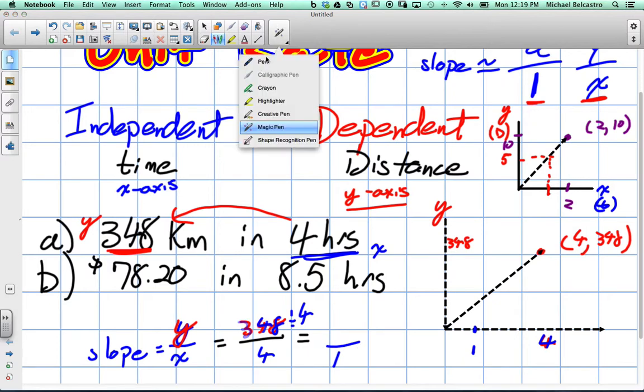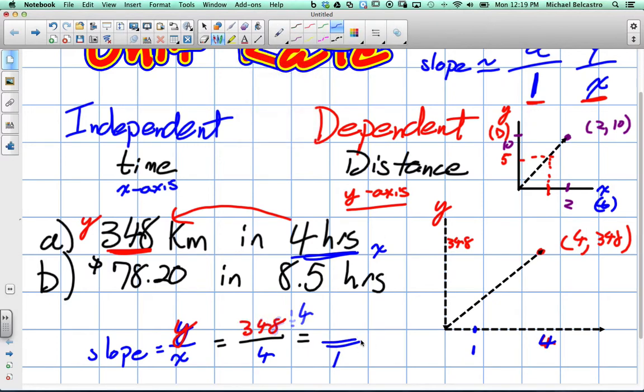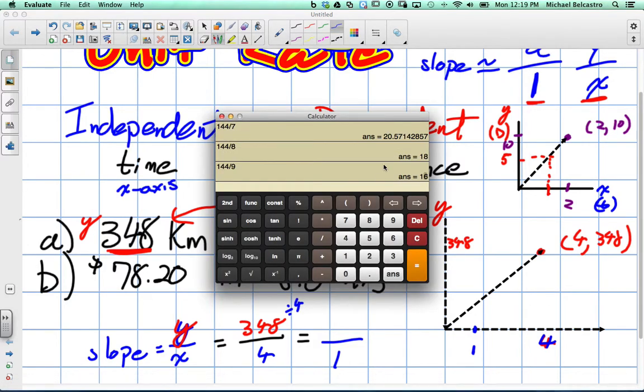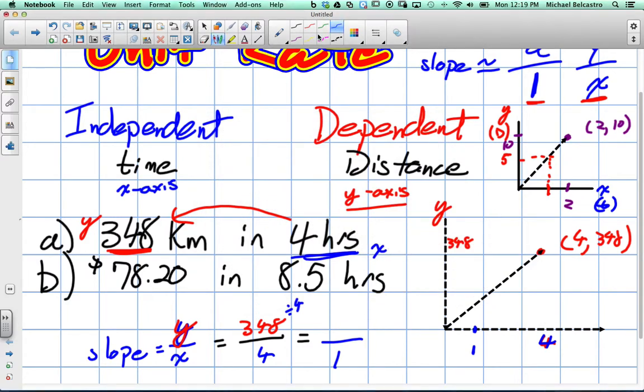Okay? So when we take out our calculator, we only have to do 348 divided by 4, because we know 4 divided by 4 is going to be 1. You want to take the calculator out? I think I have one here too. Yeah, so 87. Okay? So we get 87 over 1.